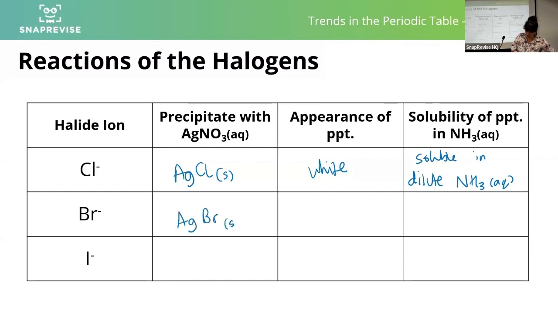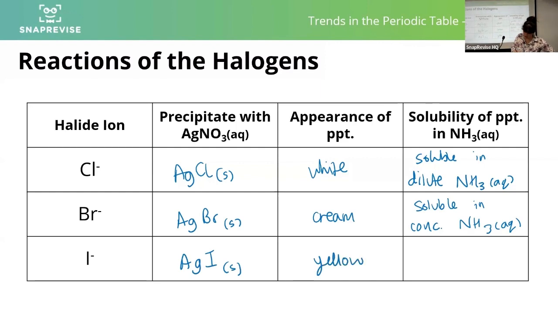Silver bromide solid is formed on the addition of silver nitrate to bromide ions. That is cream. Notice the color gets more intense as you go down the group. That's how I remember it. Rather than remembering each individual one, I remember the trend because it's a little bit easier for me. And this is soluble in concentrated ammonia. So if I add dilute ammonia and it doesn't dissolve, but then I add concentrated ammonia and it does dissolve, I know it's AgBr. And iodide forms AgI, which is a yellow precipitate.